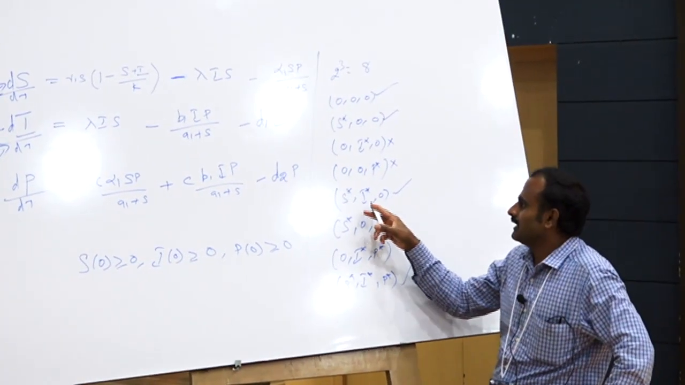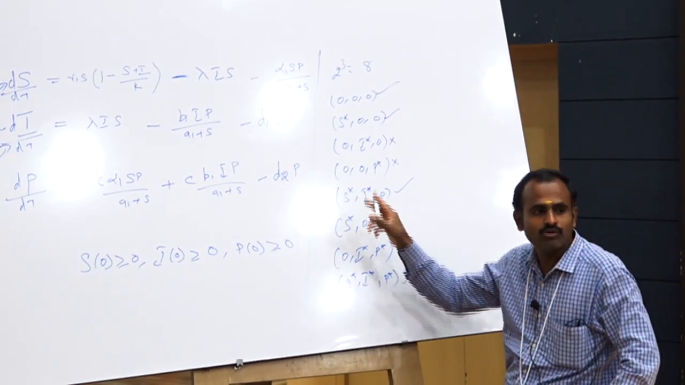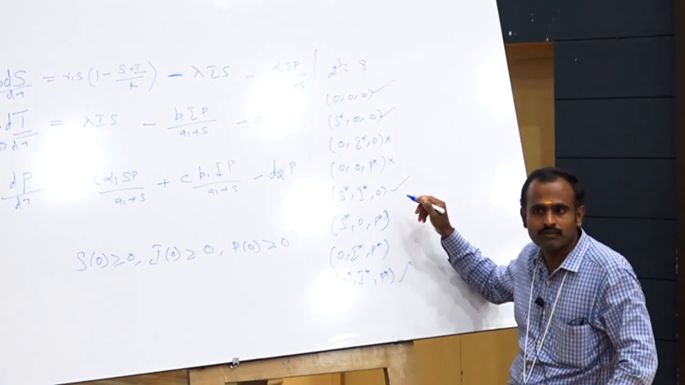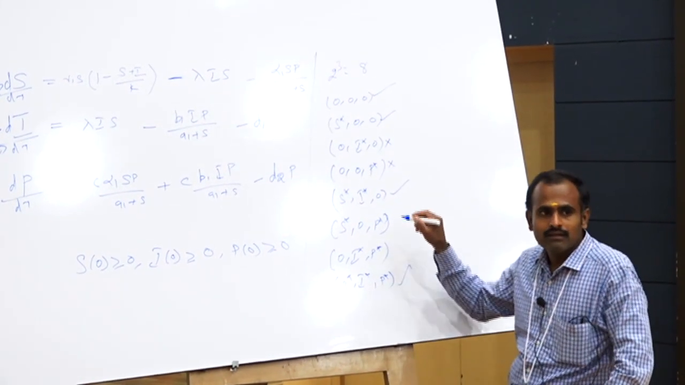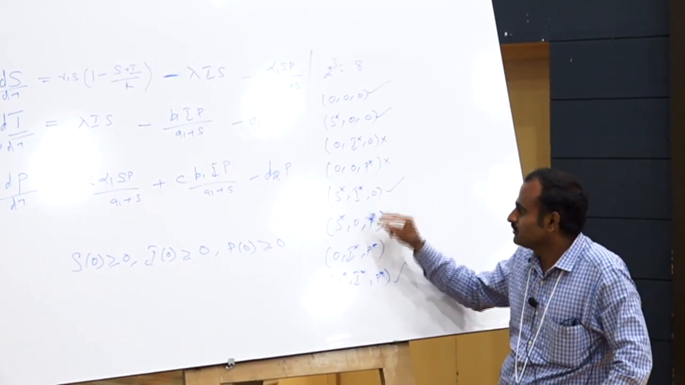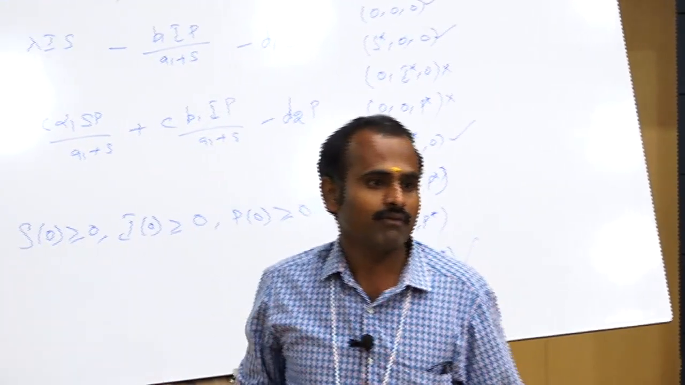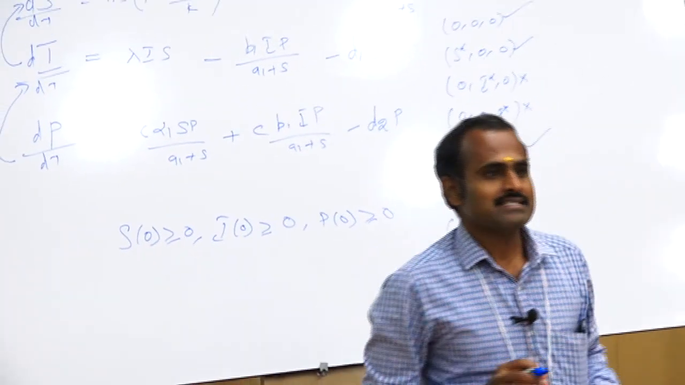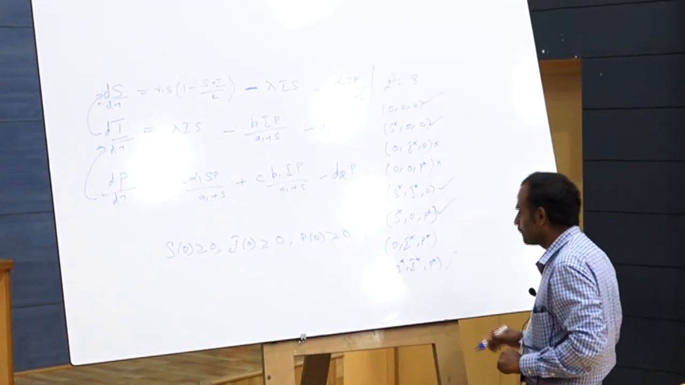The infected prey consume the susceptible prey, so both can live. This equilibrium point also exists. Here there is no infected prey, so without infected prey, the susceptible prey and the predator can live. The predator consumes the susceptible prey. So this type of equilibrium point also exists.